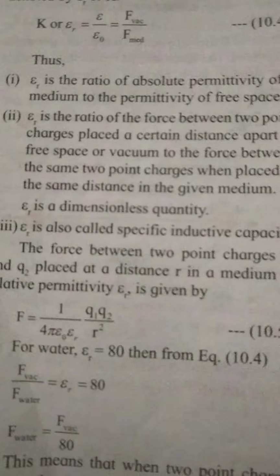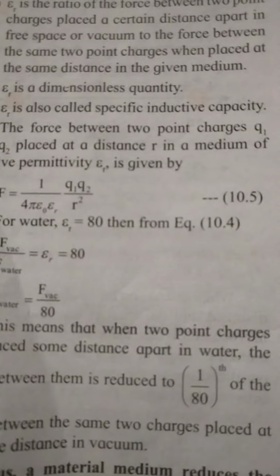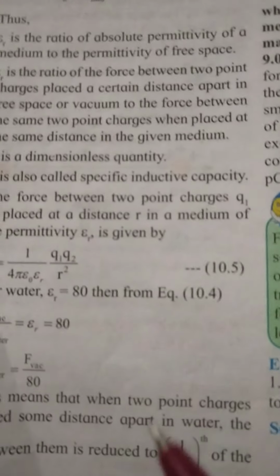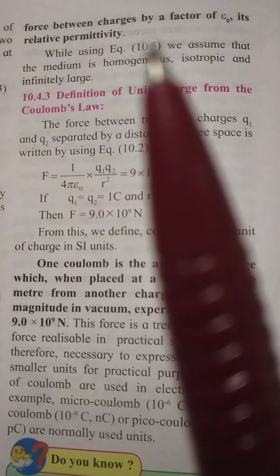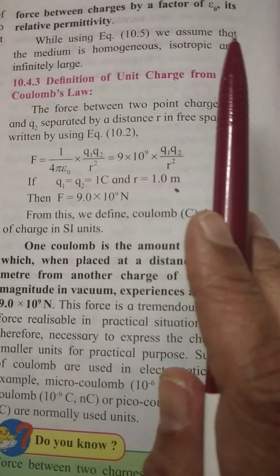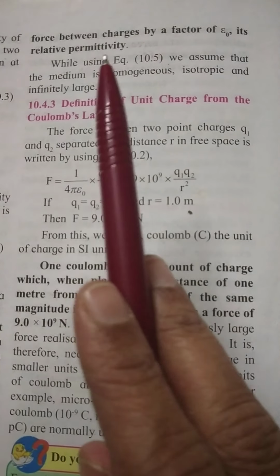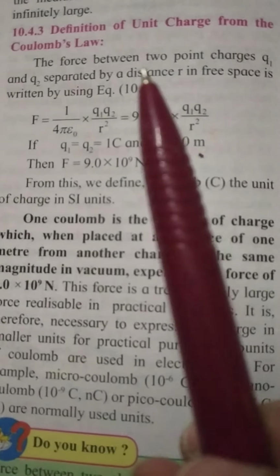So from all this discussion we find that the material medium reduces the force between charges by a factor of its relative permittivity. Okay, so another definition for unit charge.